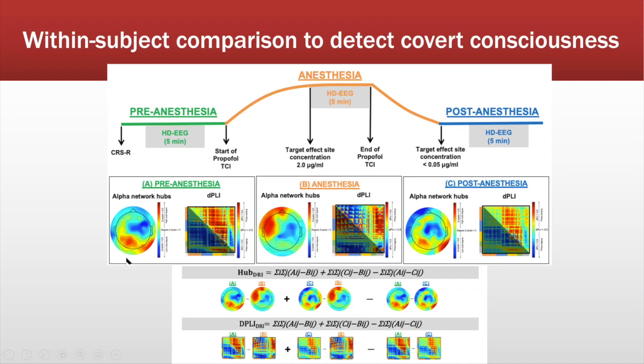We looked at alpha network hubs and alpha DPLI pre, during, and post anesthesia. And we looked at the dynamic reconfiguration index of the hub and the dynamic reconfiguration index of the DPLI. By the dynamic reconfiguration index, we were talking about how much the hubs change and how much the DPLI changes across these different conditions.